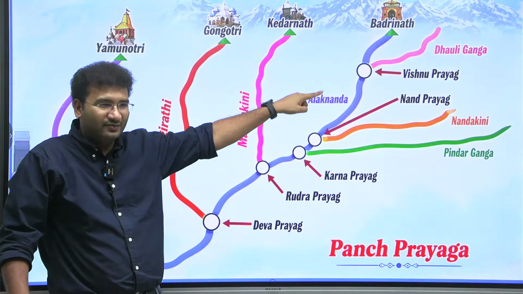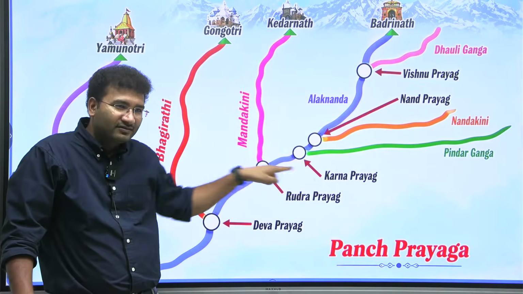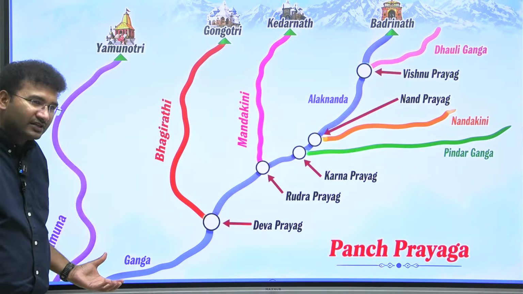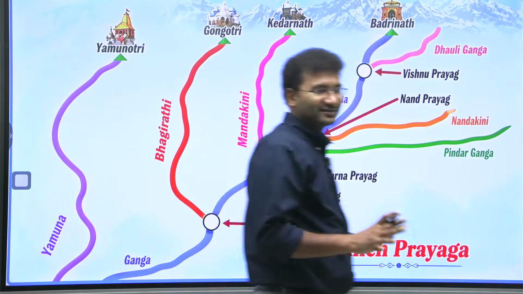Dauli Ganga, it is Vishnu Prayag. Nandakini, Nanda Prayag. Pindar, Karna Prayag. Then these are little easy for you to understand, Mandakini and Bhagirath. देखो कभी भी इससे ऊपर क्वेश्चन आ सकता है, ठीक है?